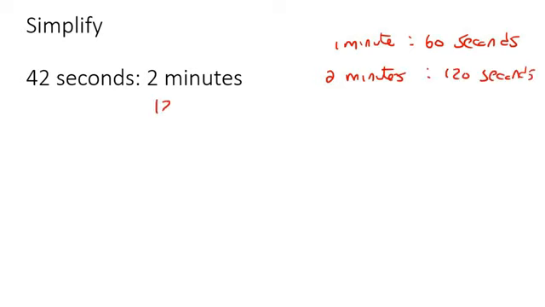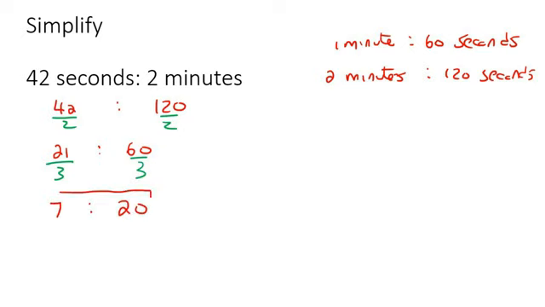So we can change this to 120 and this to 42. And then, okay. So I know that the number 2 can go into both of these, and so that would be 21 and 60. Now the number 3 can actually go into both of these. It could go in here 7 times, and it would go into this one 20 times. And then we would not be able to go any further because there is no number that can go into 7 and 20 at the same time.